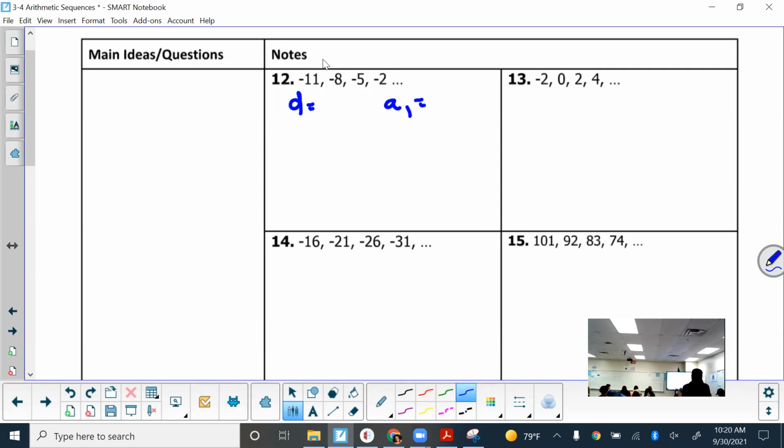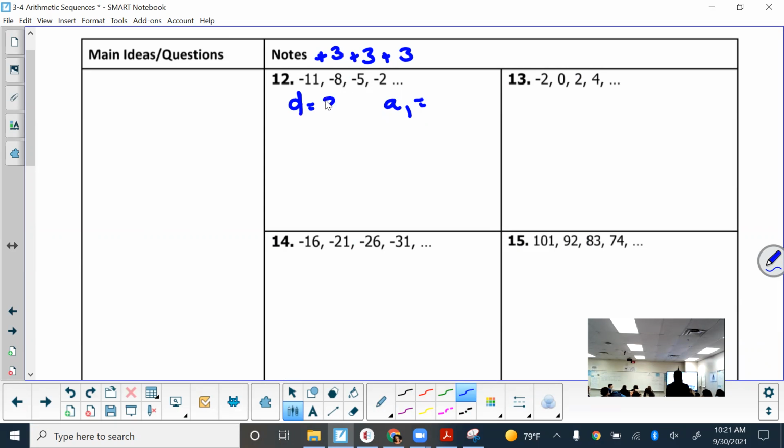Is it plus 3 or minus 3? Look at it, don't just think about how I asked the question. All right, yes, you're adding 3 each time, because negative 8 is bigger than negative 11. To get there, I had to add 3. That makes sense?